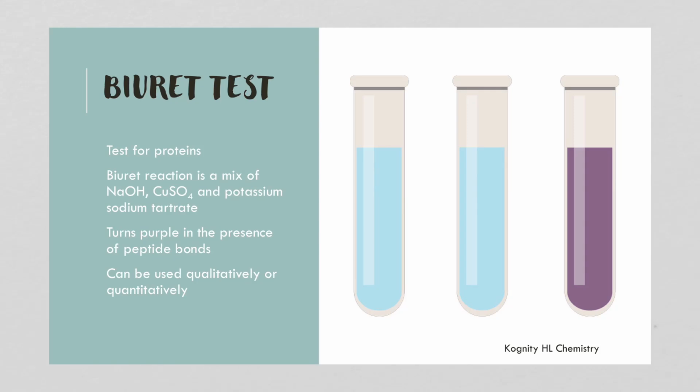One technique that you can do to measure for proteins is something known as the biuret test. The biuret reagent is a mix of sodium hydroxide, copper sulfate, and potassium sodium tartrate. If it's in the presence of protein peptide bonds, it will turn purple. So you can use it both qualitatively or quantitatively. We'll talk about how you can use it quantitatively in a moment. In this example, this was just our biuret test, and one sample had no protein and the other one did have protein. So it actually turns a nice violet or purple color.